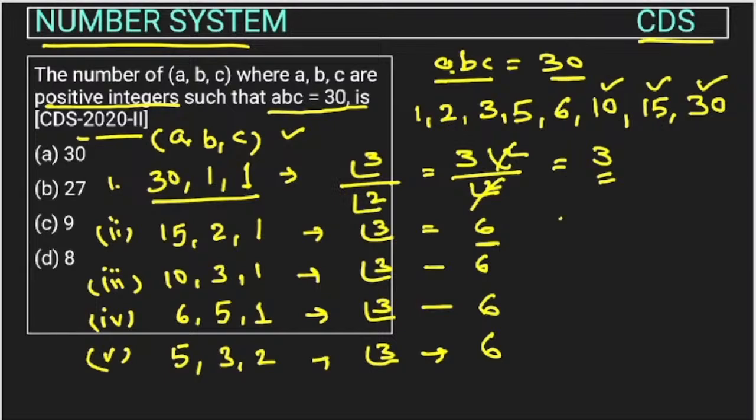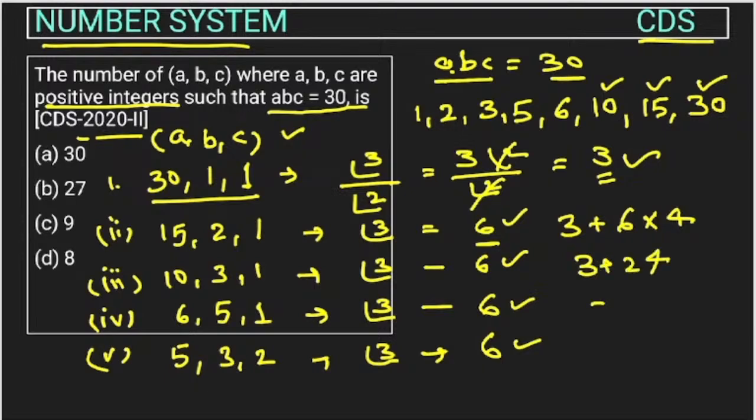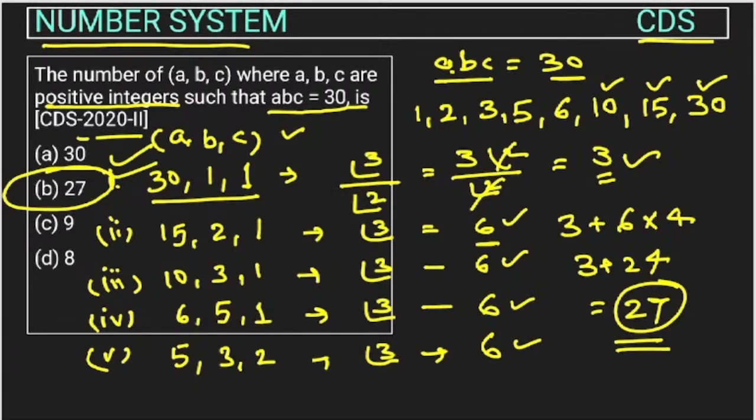So how many total groups are there? 3 is here, then 6 plus 6, then 6 plus 6. So we will add this. So this will be 6 into 4. So this will be 3 plus 24. So 27. So in 27 ways we can form a group of ABC, right? Whose multiplication will be 30. So the answer will be option B. Okay.